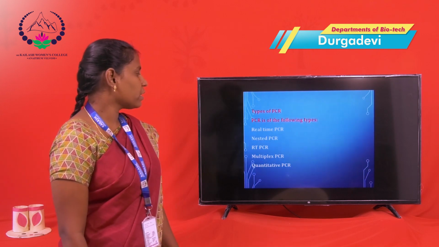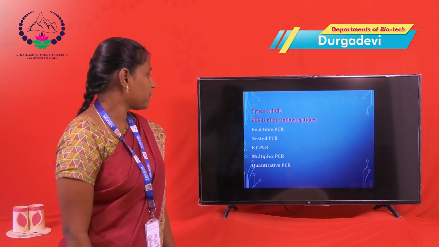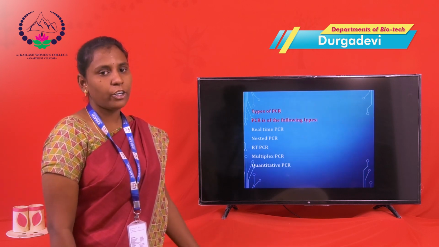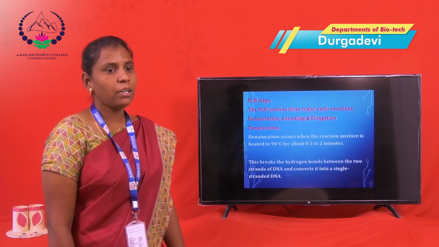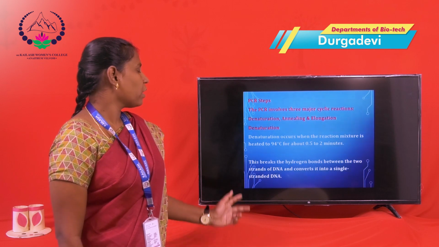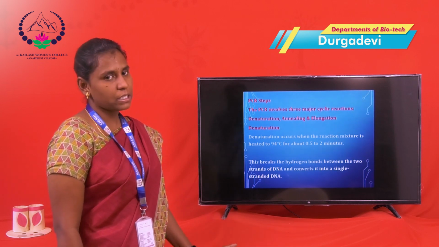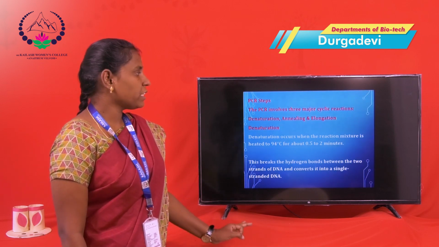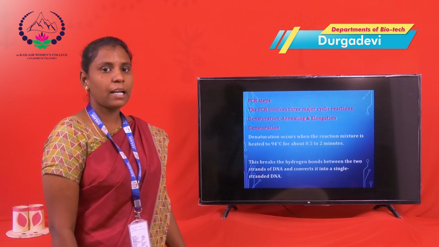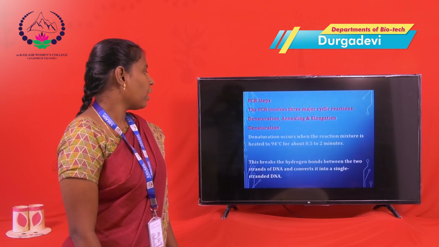Types of PCR. These are the following types: real-time PCR, nested PCR, RT-PCR, multiplex PCR, quantitative PCR. Here RT-PCR is used to identify the COVID virus. Next, the following steps are involved in the PCR reaction. Here there are three major cyclic reactions: denaturation, annealing, elongation and extension.